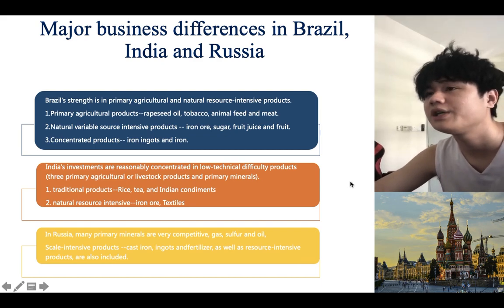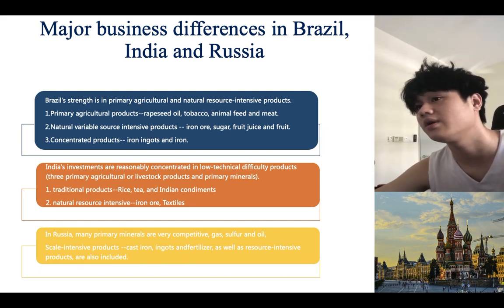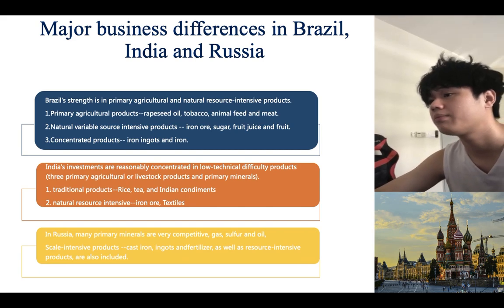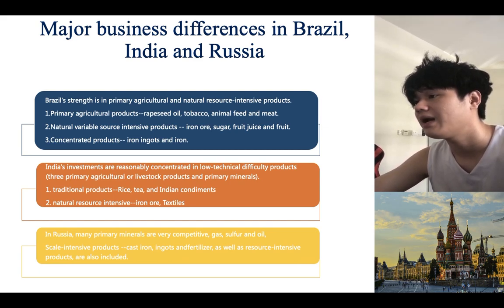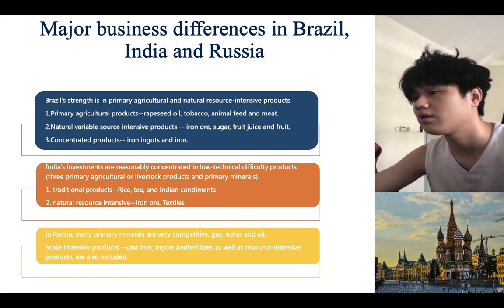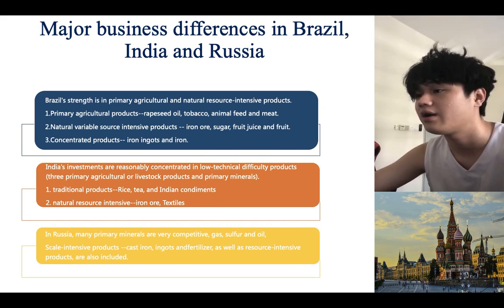Okay, the next page, page 9. On this page, we need to talk about the major business differences in Brazil, India, and Russia. The first one is Brazil. I think Brazil's strength is in primary agriculture and natural resource intensive products. First, primary agriculture products: soybean oil, tobacco, animal feed, and meat. Second, natural resource intensive products: iron, wine, sugar, fruit juice, and fruits. Third is concentrated products: iron ingots.